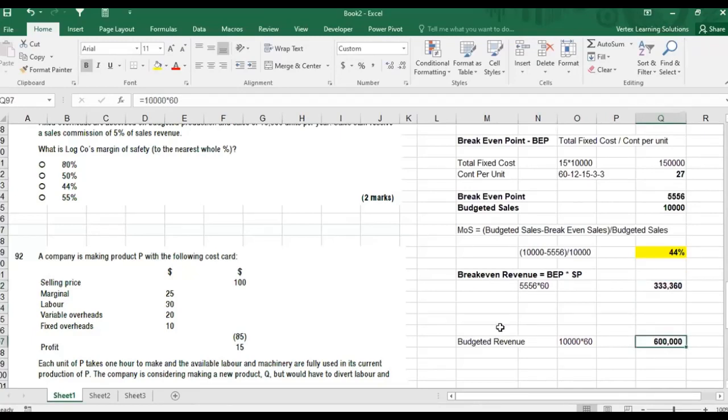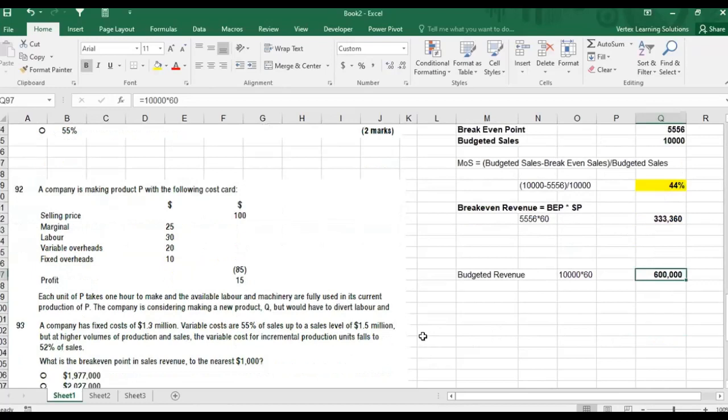Okay. So that's the understanding. Anyways, this was number 91.